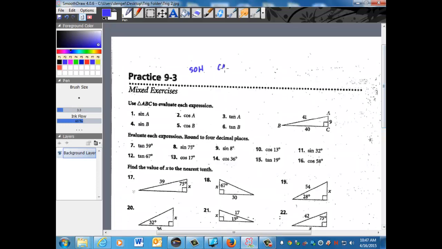There we go. SOHCAHTOA. Okay, so everything revolves from here. Sine of angle A, we look at angle A, we see the opposite side of 40, and the hypotenuse is going to be 41. We look at cosine of angle A. The side adjacent is 9, the hypotenuse is 41. And tangent of angle A, we see the opposite is 40 and adjacent is 9.